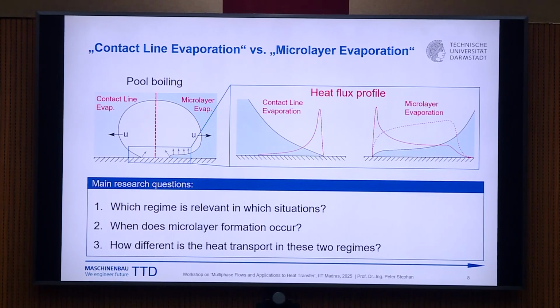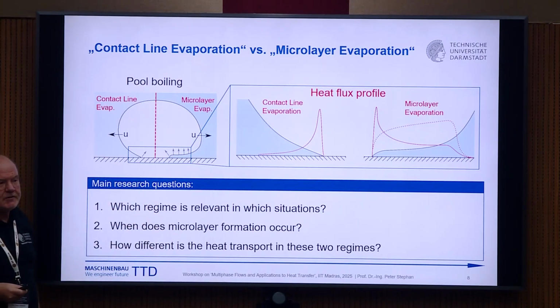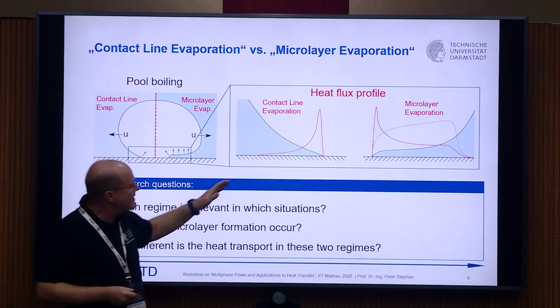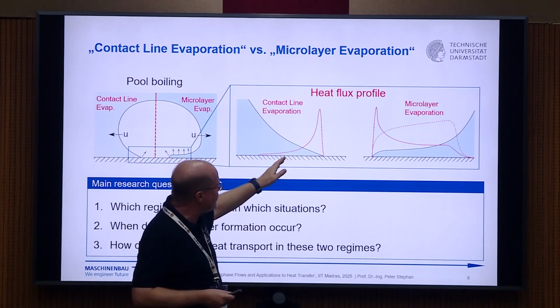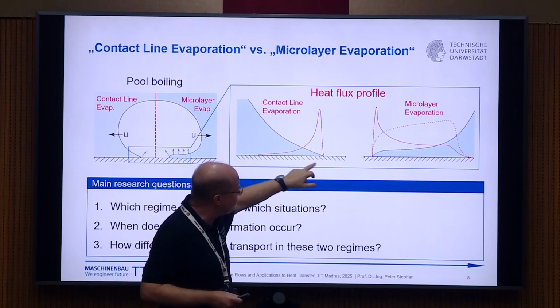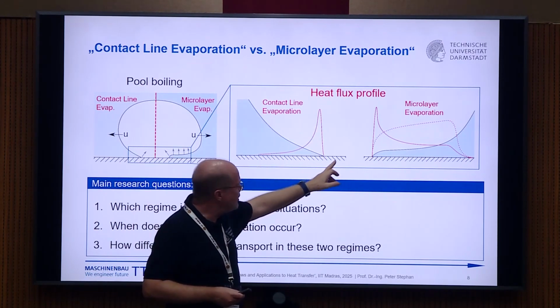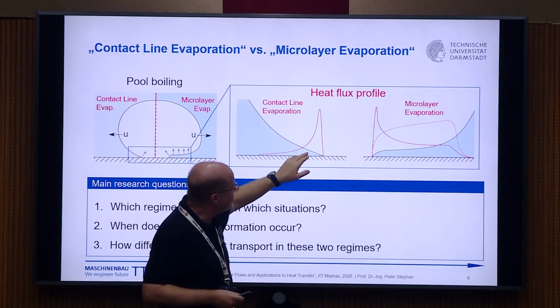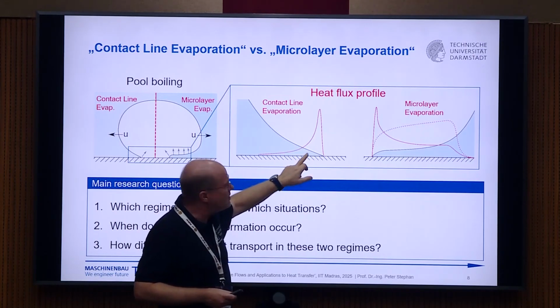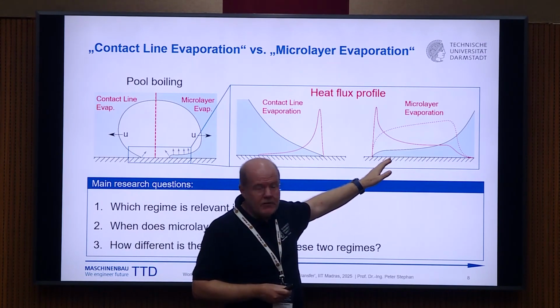How do they look? I took here the pool boiling application, and I show you how we think, and I will show in the next slides that it's true what we thought and what we found. That you can have this contact line evaporation, and with contact line evaporation, a typical heat flux profile, because you have very high heat fluxes, should have a strong peak here. Low evaporation here, here slight evaporation, but here very strong local evaporation. And this profile should look quite different if you have a microlayer formation.